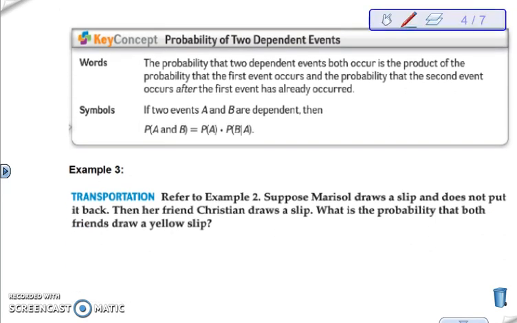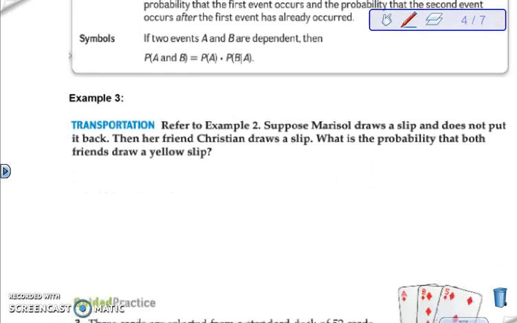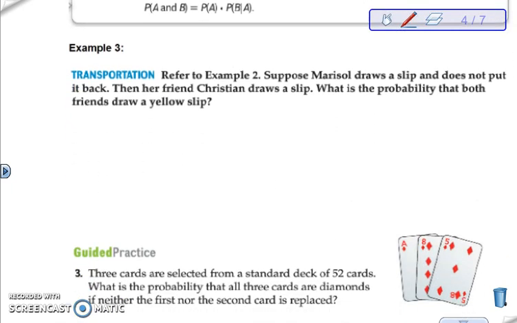For dependent events, the probability of both events happening at the same time is the probability that the first event happens times the probability that the second event happens, given that the first one already occurred. So that sounds complicated, but really it's the same thing we were just doing. We're just not going to have the same fraction twice.